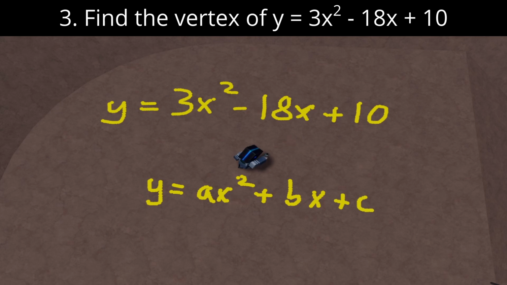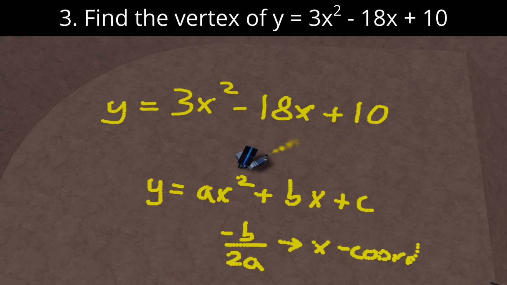Here's what you need to do. You first need to apply a formula. You need to do minus b divided by 2a. And this gives you the x-coordinate of the vertex. And then what you need to do is plug that x-coordinate back into the equation to find the y-coordinate. Let's try and apply this to this problem.